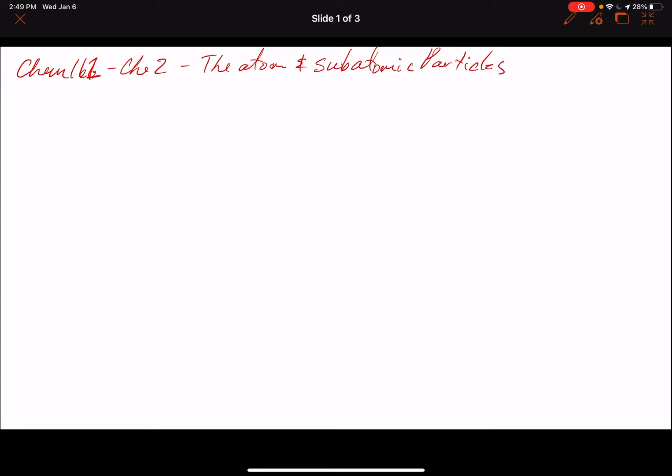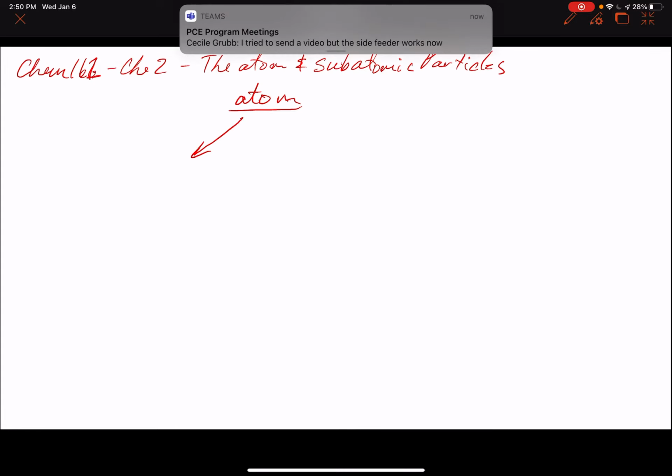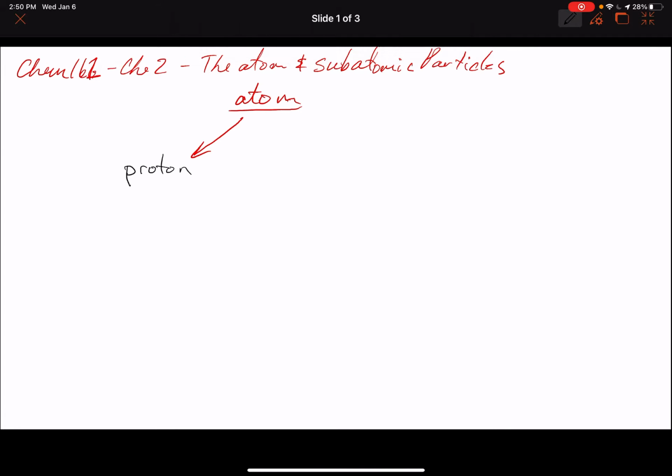Okay, so let's sketch out a little chart here to help us with our discussion. As you may have learned in other courses, the atom is composed of three main pieces, and we term these subatomic particles because they lie within the atom. The first type here is the proton. We know the proton to be positively charged.